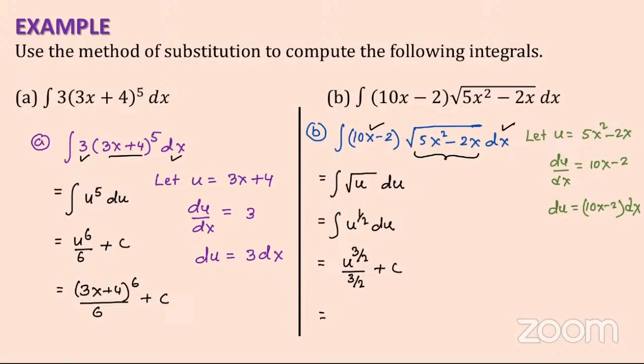So here we are dividing by 3/2. Dividing by 3/2 is the same as multiplying by 2/3, right? So that can be written as 2/3, the value of u is 5x squared minus 2x, power is 3/2, plus c.